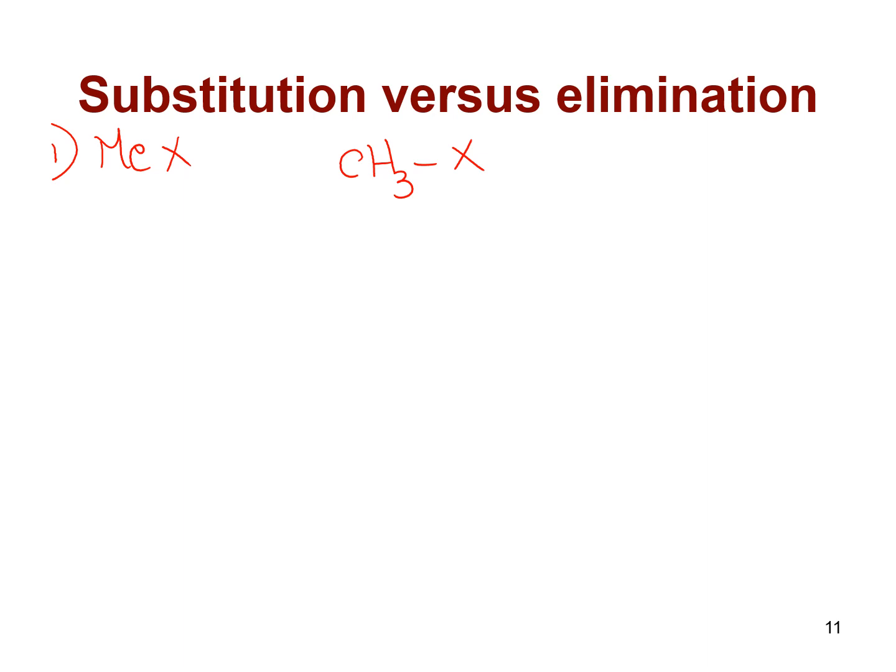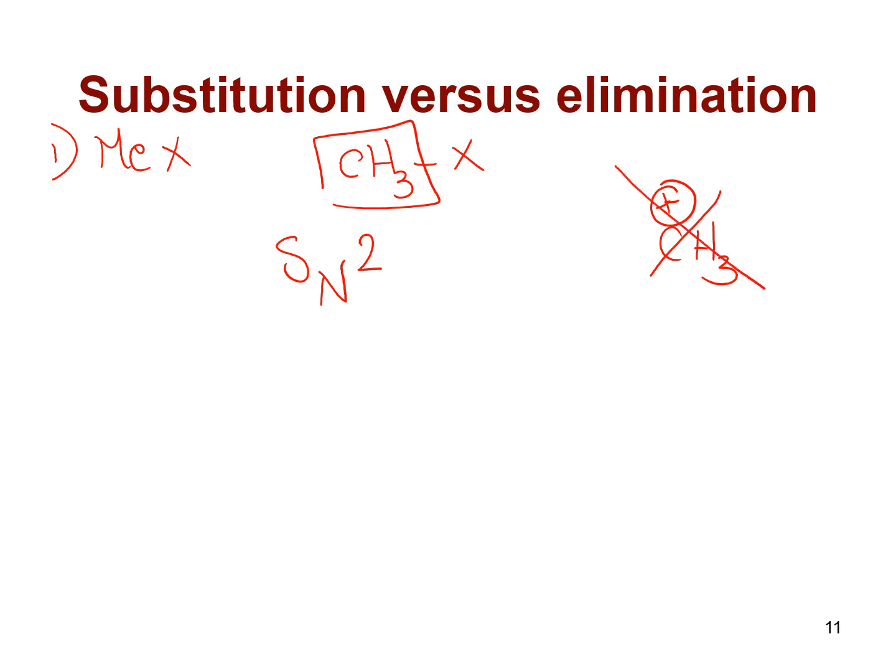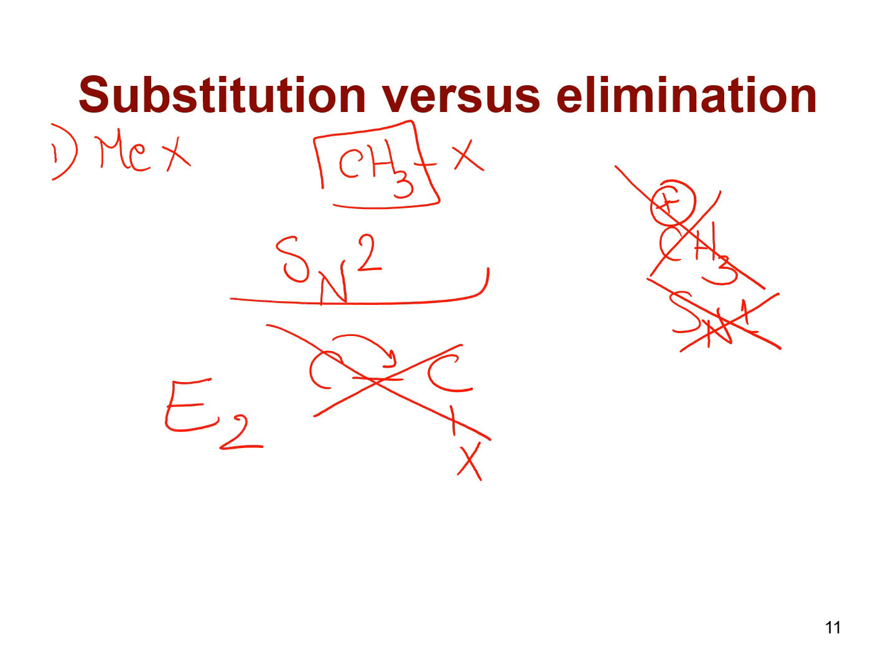If you are dealing with a methyl halide, you have only one option, which is the SN2 mechanism. It will never proceed through an SN1 because the methyl carbocation is not stable, so it will not be formed. So the SN1 mechanism is not an option. And it does not have a second carbon to form a double bond with, so it will not perform an E2 mechanism. So you only have one option, which is the SN2 mechanism.